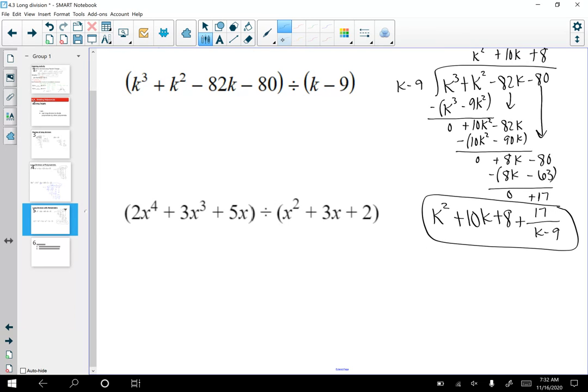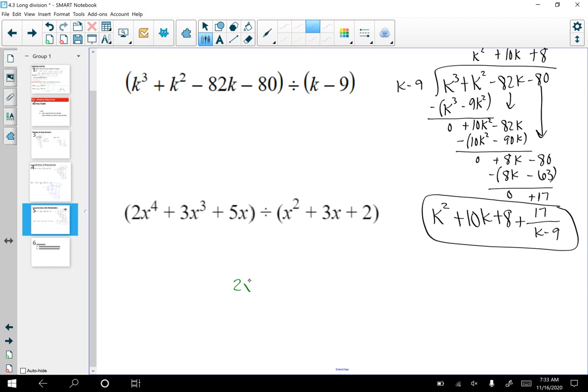Okay, setting up this is going to be a little bit different. So in all of the ones we've done so far, we have had 3, 2, 1, 0, right? All of the terms have been there. Here we notice we go from 4 to 3 to 1, so we're missing that x squared term. So we need to put in a placeholder for that.